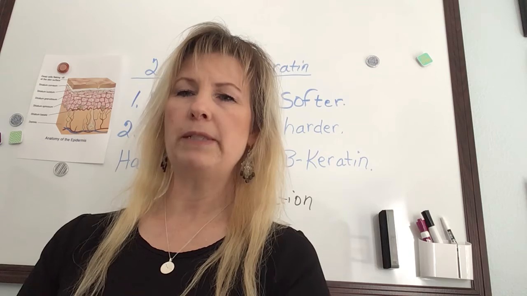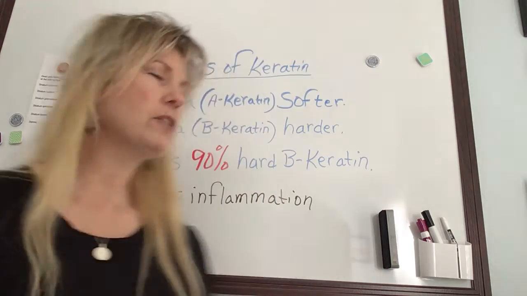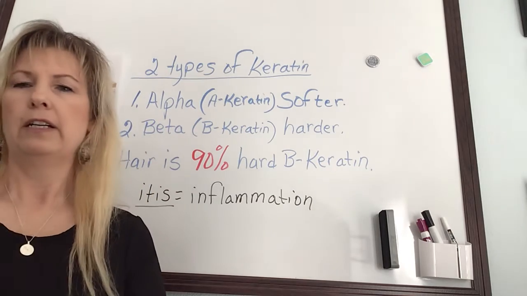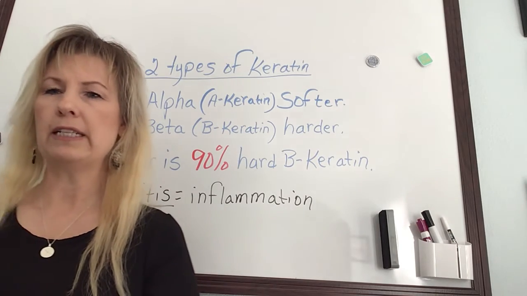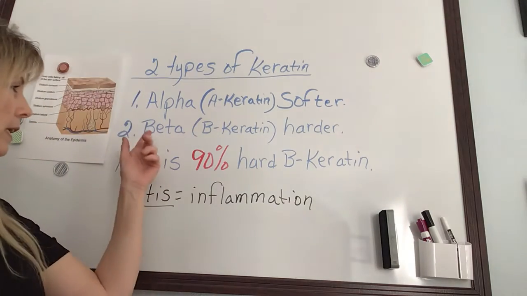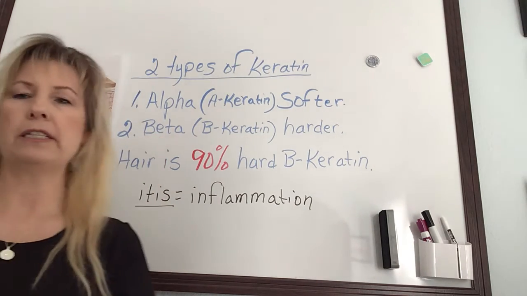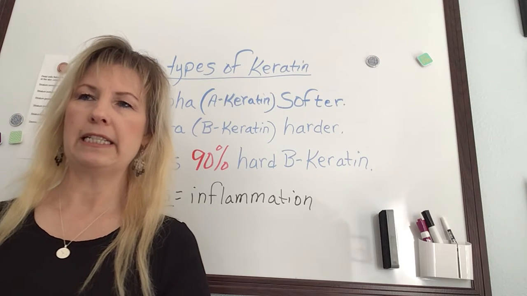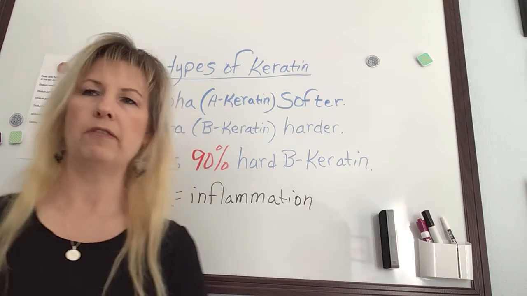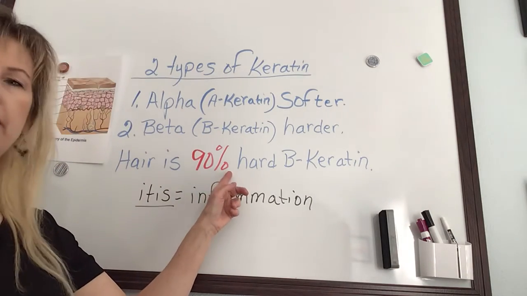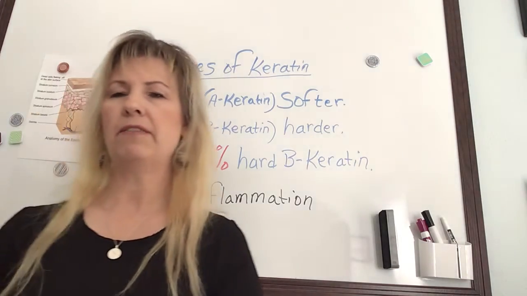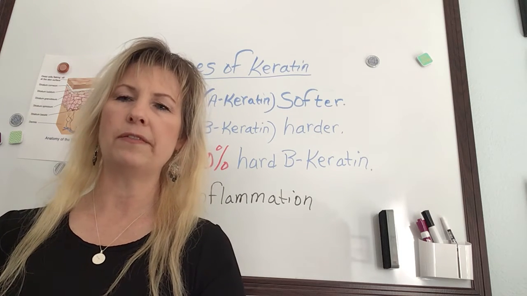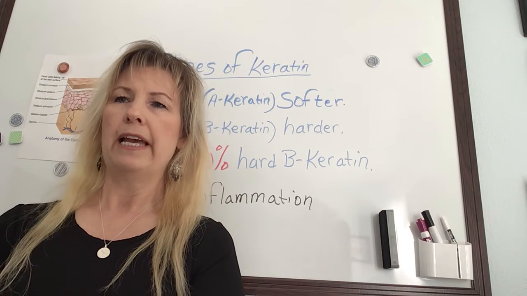Now there are two types of keratin that we're going to talk about. The first one is alpha A keratin. It is softer. And then the second one is beta B keratin, which is harder. So your hair contains 90% of B keratin. So I put this on here for you. It does have a lot lower moisture content and fat content than the soft A keratin does, and it is pretty tough elastic material.